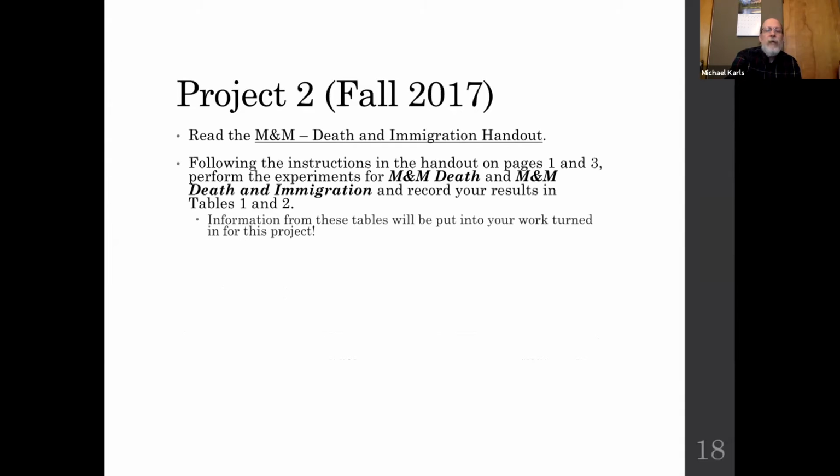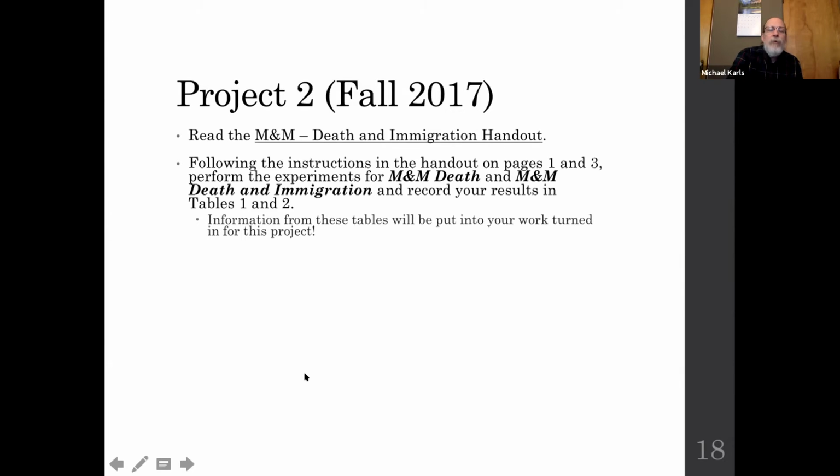And then for my second project, this is a little bit more involved in the instructions I gave students. I wanted them to read the handout. And then there's two experiments you do. There's one where you just shake out some M&Ms, and the ones that have an M facing up, those die and you take them out. And then there's also one where you add some M&Ms back in. That's the death and immigration process.